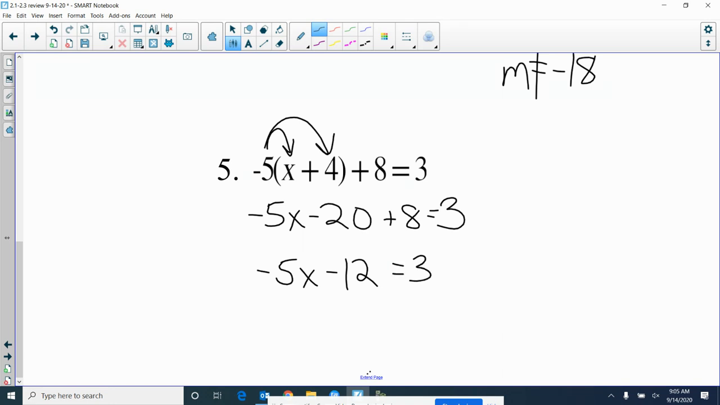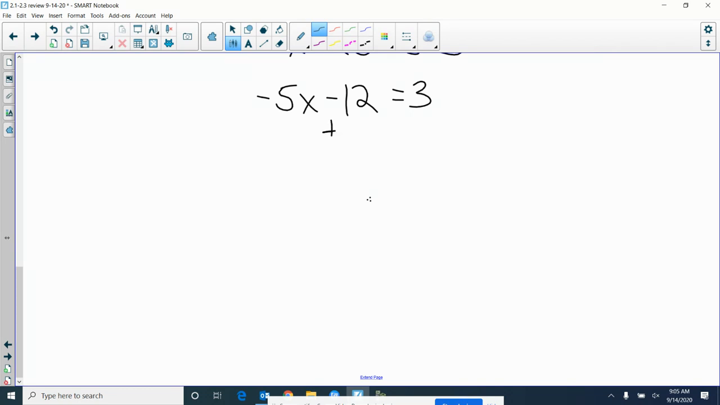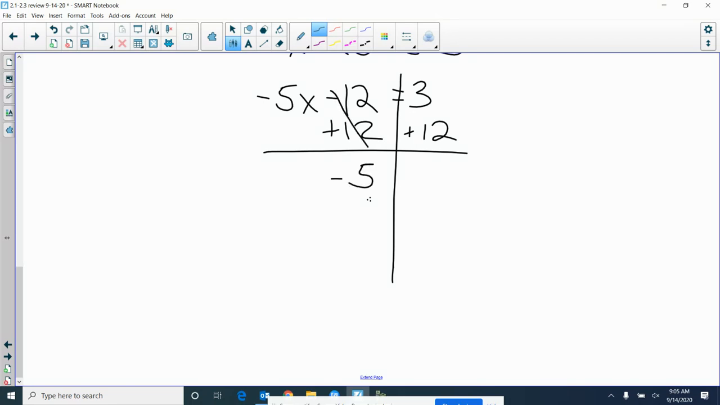Then, since the opposite of negative is positive, you're going to add 12 to both sides. All right, I'm going to add 12 here, add 12, bring down my negative 5x. What do I get here? 3 plus 12 is 15.